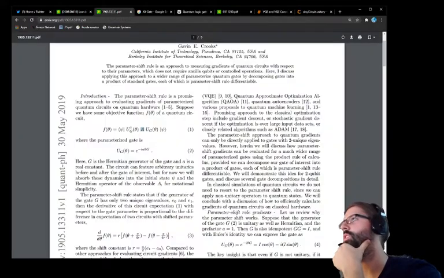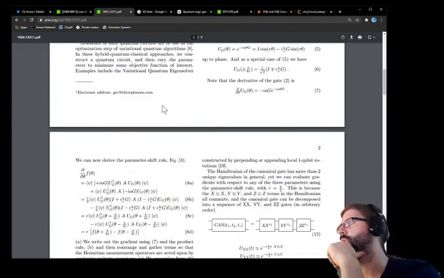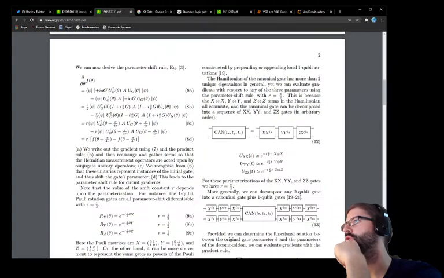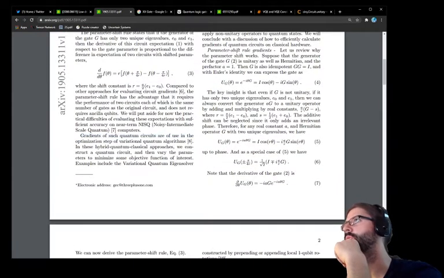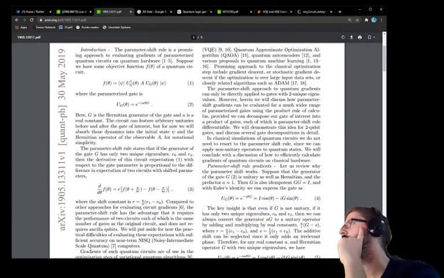Now, this claims here that if you can break these down into gates where you can do that, it should work. Gradients of such concept. Okay, so yeah.